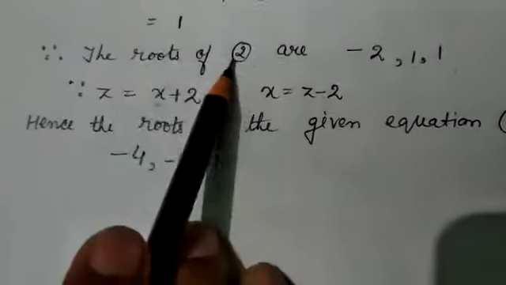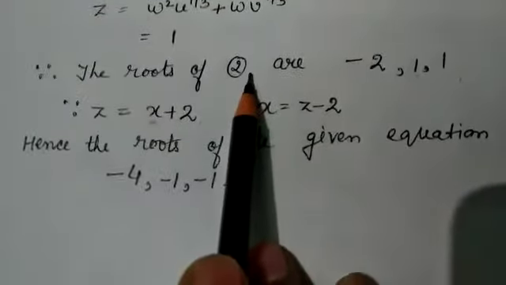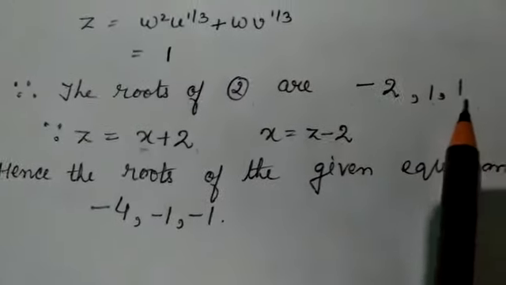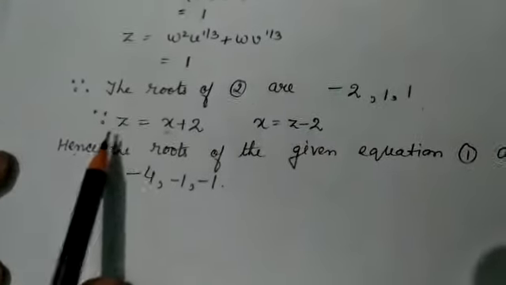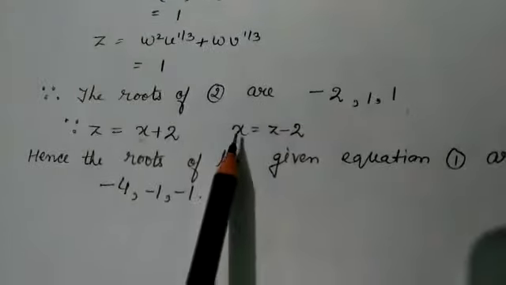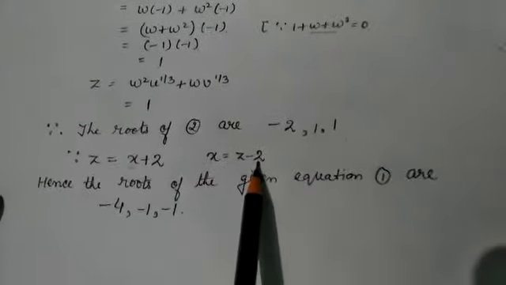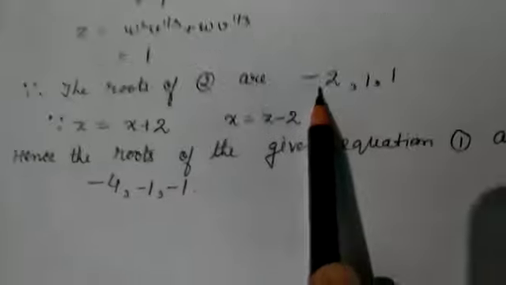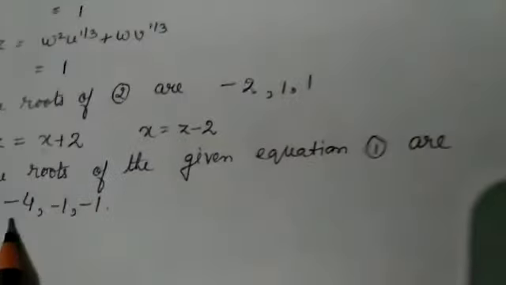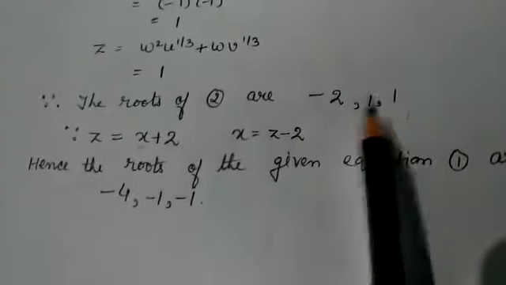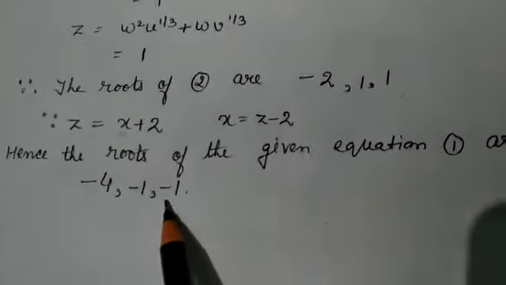Now the roots of equation 2 are minus 2, 1 and 1. So these are the values of z. What we want is the value of x. So x will be z minus 2. This value will be minus 2 minus 2, that is minus 4. This value will be 1 minus 2, minus 1. 1 minus 2 is minus 1.